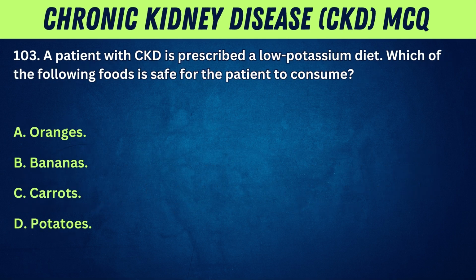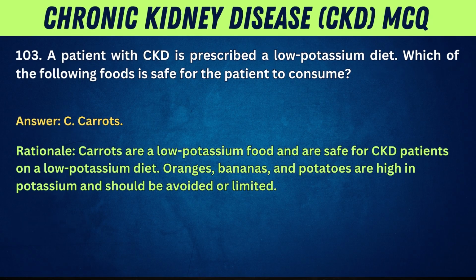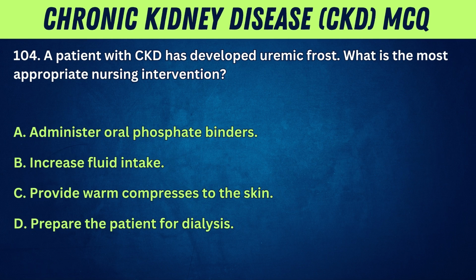103. A patient with CKD is prescribed a low-potassium diet. Which of the following foods is safe for the patient to consume? A. Oranges. B. Bananas. C. Carrots. D. Potatoes. Answer: C. Carrots. Rationale: carrots are a low-potassium food and are safe for CKD patients on a low-potassium diet. Oranges, bananas, and potatoes are high in potassium and should be avoided or limited.